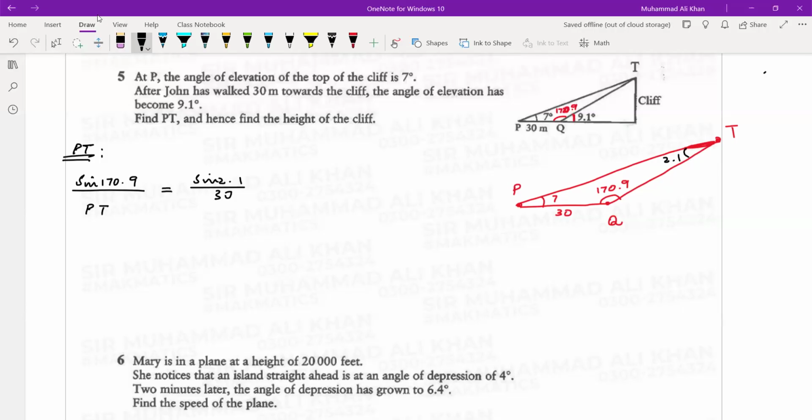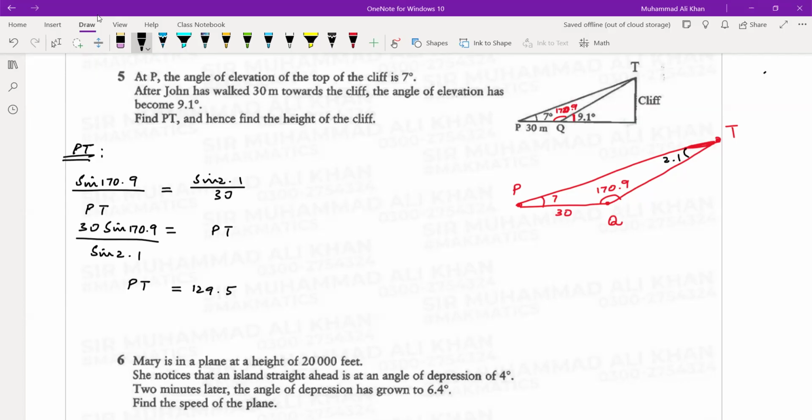अब सुनिए, PT क्रॉस मल्टीप्लाई 30 sine 170.9 divided by sine 2.1. Therefore, what is PT? The PT is 129.5. बात समझ में आ रही? Is this clear? कोई और भी बताया जरा, what is PT?